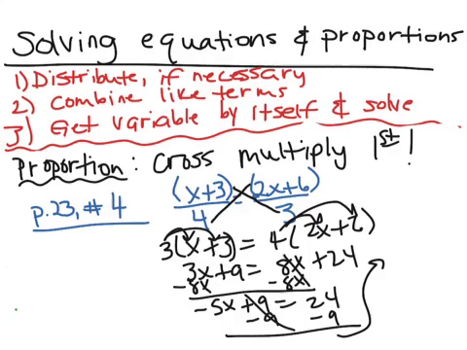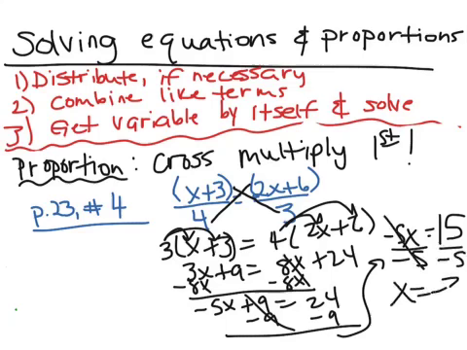So I get negative 5x equals, I'm sorry, not negative 15. Negative 5x equals a positive 15, because 24 minus 9 is a positive 15. Divide both sides by negative 5. So I get x equals negative 3.